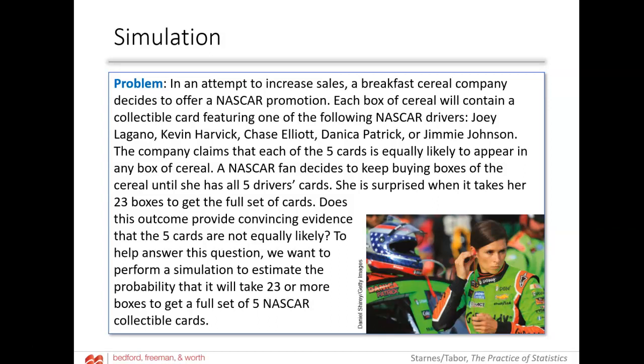The company claims that each of the 5 cards is equally likely to appear in any box of cereal. A NASCAR fan decides to keep buying boxes of the cereal until she has all 5 driver's cards. That's how they get you. She is surprised when it takes her 23 boxes to get the full set of cards. Does this outcome provide convincing evidence that the 5 cards are not equally likely?